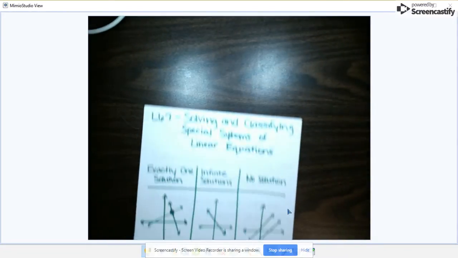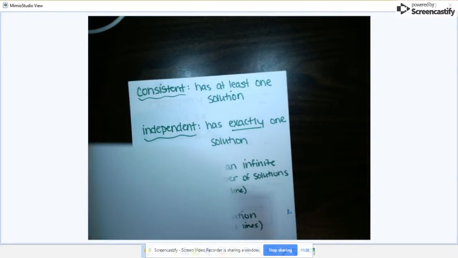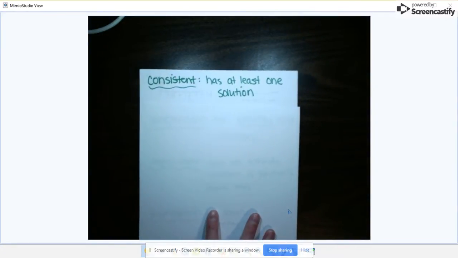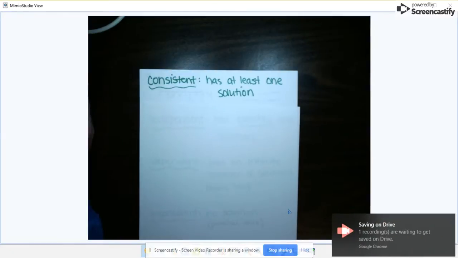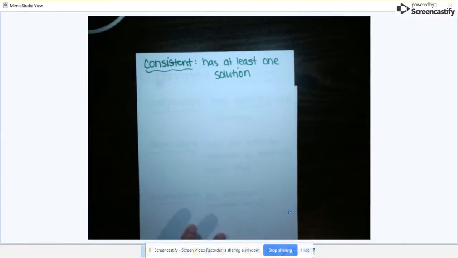So I'm going to go ahead and define these words a little more specifically. Consistent means we have at least one solution. Well, at least means we could have 1, 2, 3, and so on. Okay, so consistent means we have at least one solution.